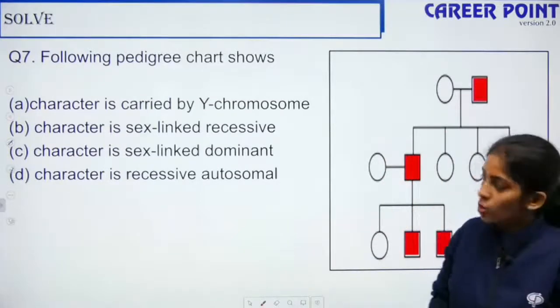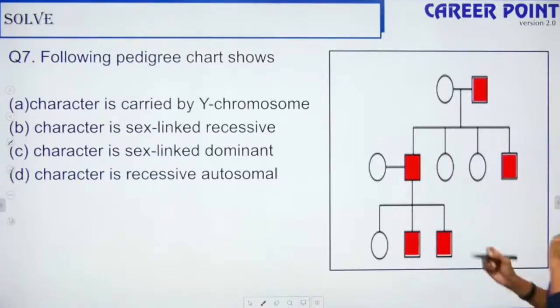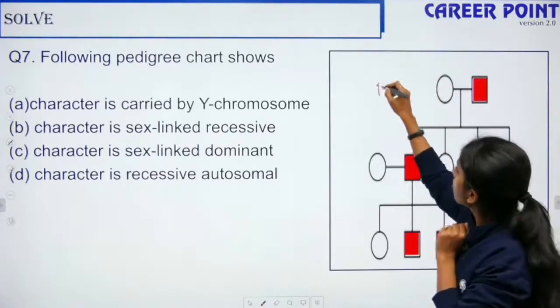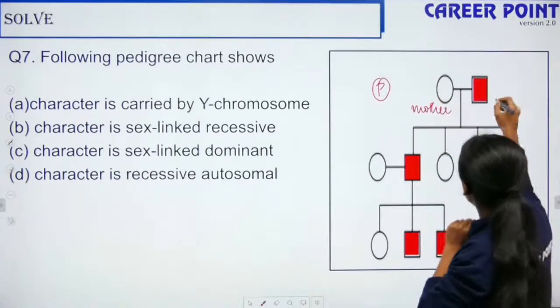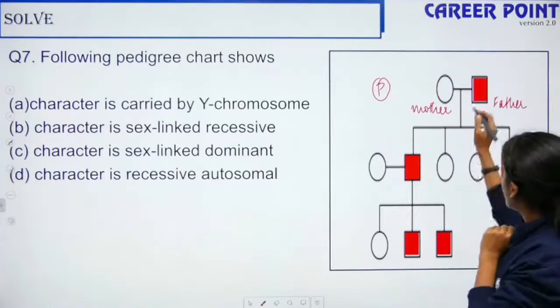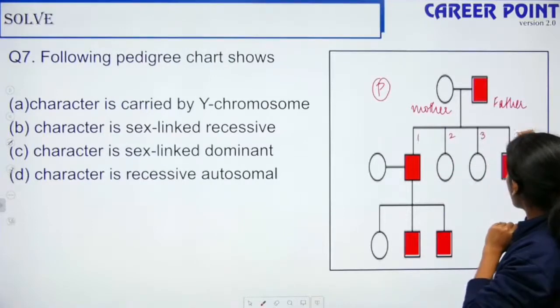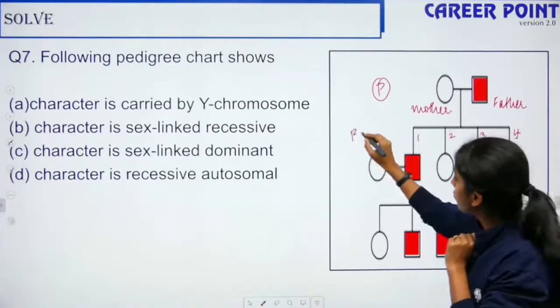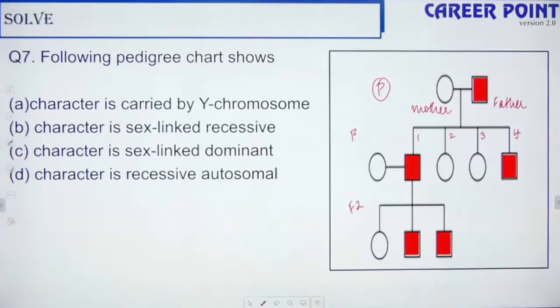So this will be my last question. Following pedigree chart shows which of the following. So this is the mother. So this is the parental generation. So this is the mother. So this is the father. So here, this is their child, first child, second child, third child, fourth child. So this is F1, this is F2, and in F2 also the sons are only affected. So here the father is affected, then the sons are affected.